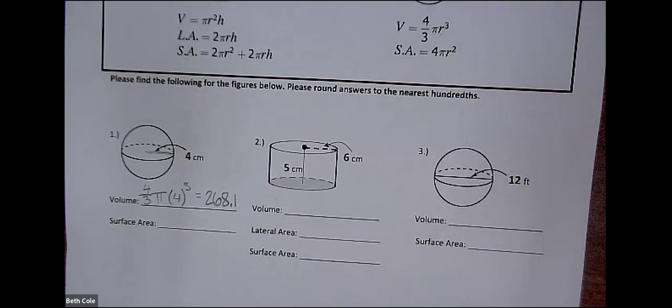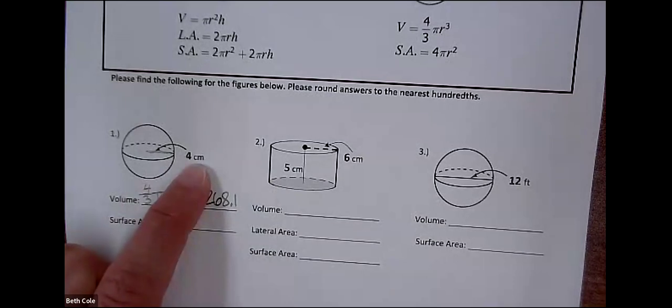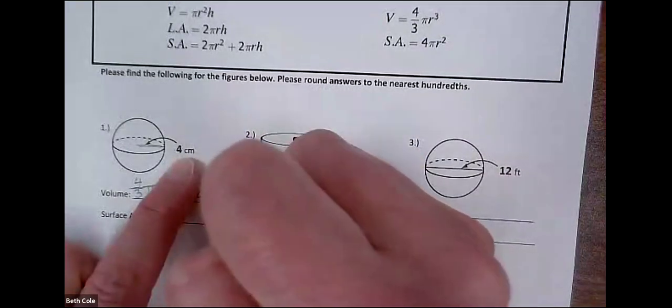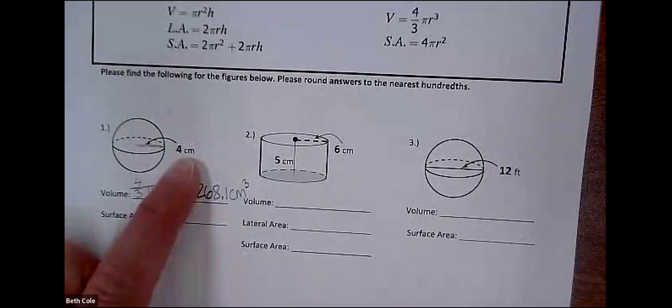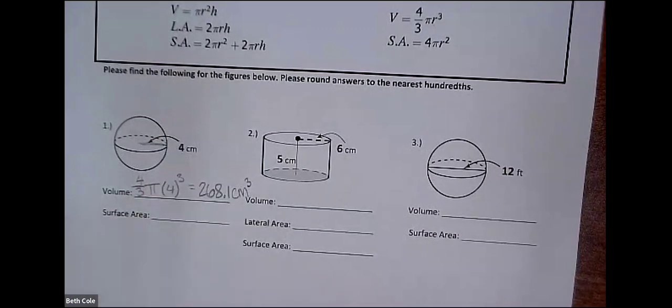Whenever you do a volume that is 3-dimensional, so do you see how this says centimeters? It's going to be centimeters cubed, which means to the third. Volume is 3-dimensional. It's a 3-dimensional space.